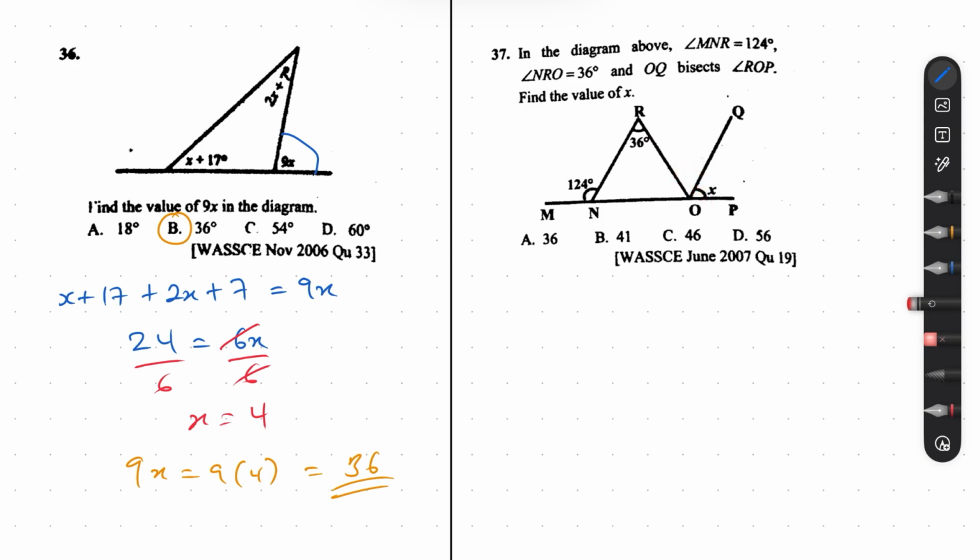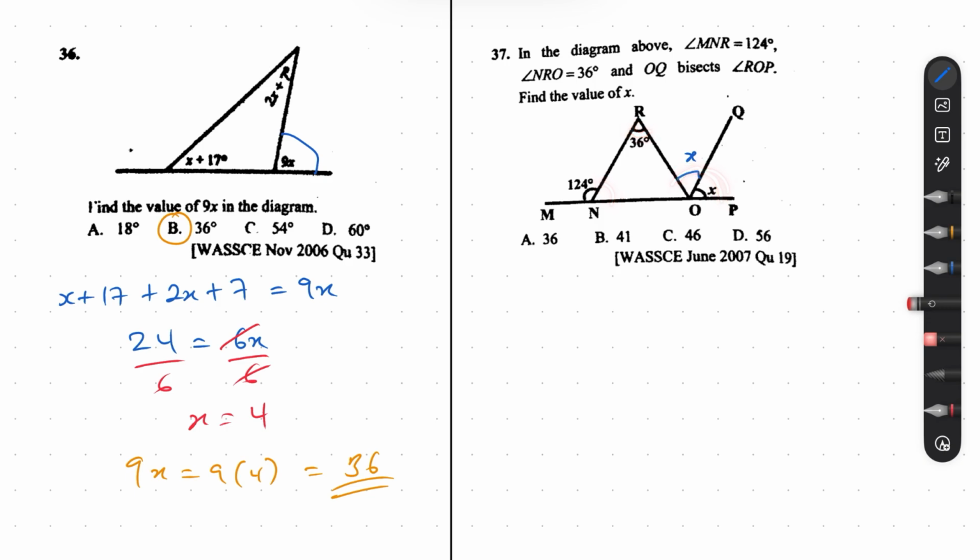So let's put it there. This is also x, because we've been told that OQ is a bisector. That means it divides that angle into 2. So here is x and here is also x. Now the question says you should find the value of x. Looking at this triangle, if we are able to find these two angles, then we'll be able to find this whole angle here.